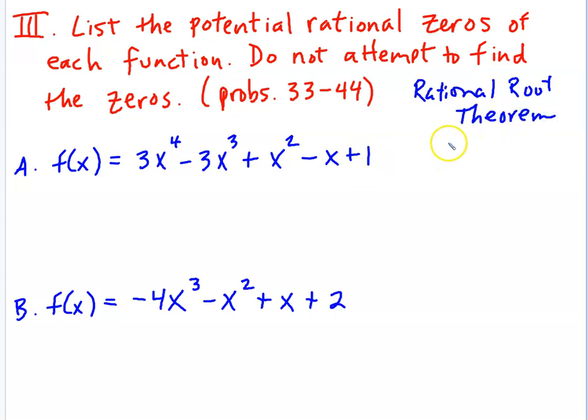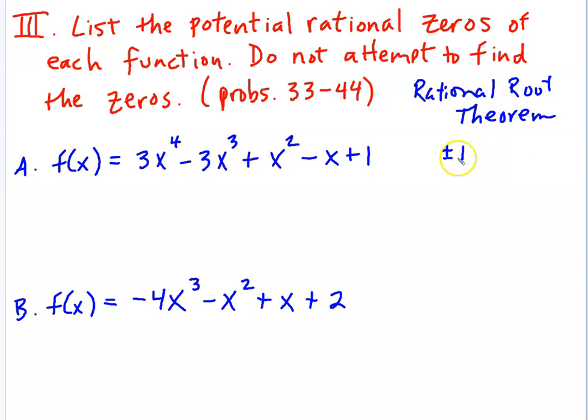It says that to find all the potential rational zeros, or another word for roots, we're going to make a fraction. And the fraction is going to look like this. The top of the fraction will be all of the factors of this last number, both the positives and the negatives. All right, so that's pretty simple. In this case, the factors of 1 are positive and -1.